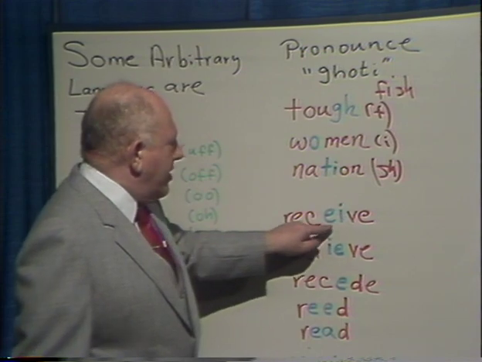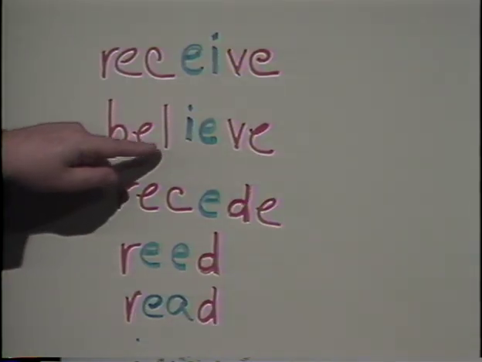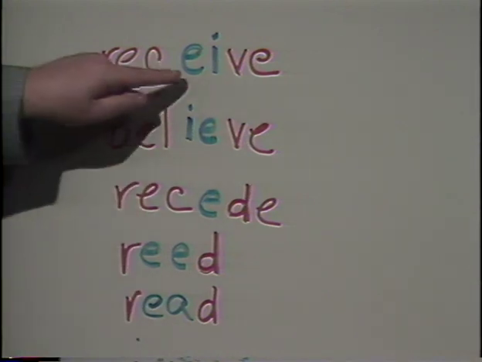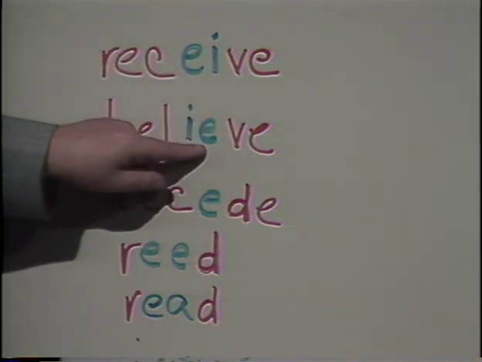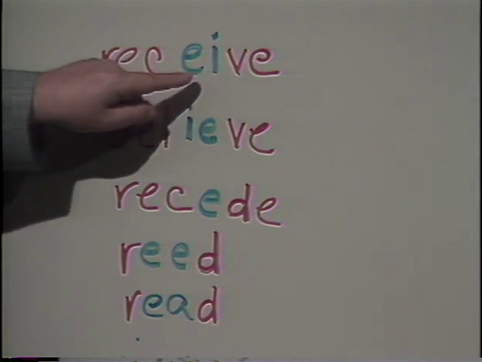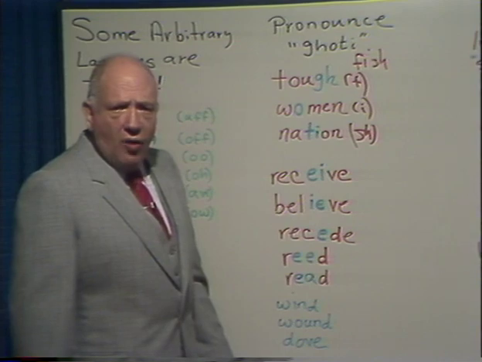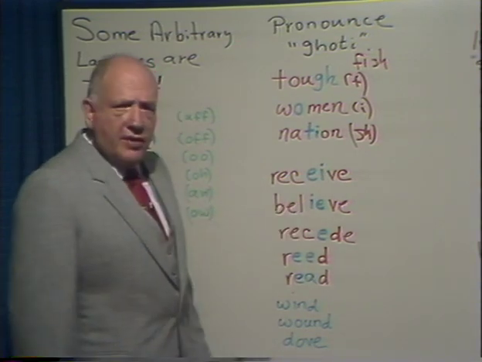Look at all the different ways you can make the E sound in English. You can write receive, in which the E comes before the I. You can write believe, in which the E comes after the I. By the way, these are derivatives of the German, and in German, with the EI and the IE diphthong, basically it's the last letter that's pronounced. In other words, with EI in German, it's always I. And with IE in German, it's always E. But look at the arbitrariness in the English language. How about the plain E sound in the word recede? How about the double E in the word read?